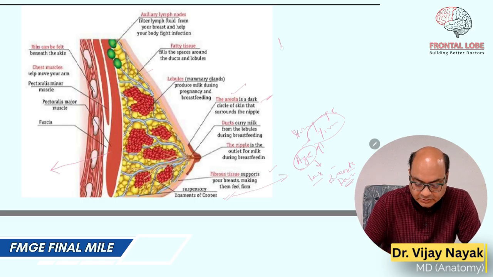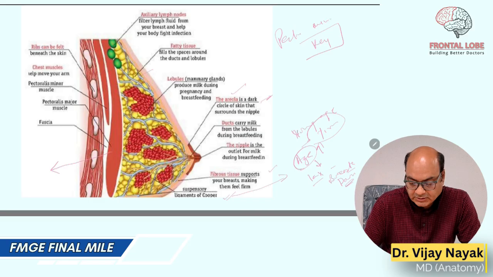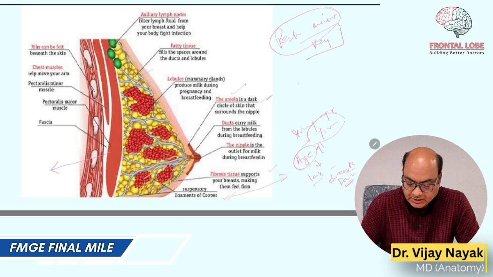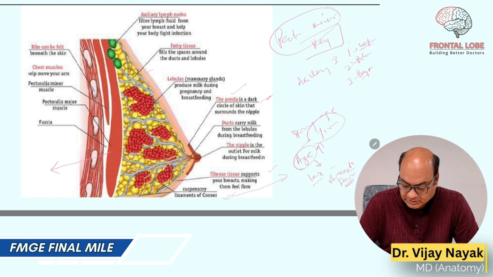Pectoralis minor, actually speaking, is the key muscle of this region, because it divides the axillary artery into three parts. First part, second part, and third part. First part is before the pectoralis minor, second part is behind, and third part is beyond. All are three Bs. Before pectoralis minor, which is a key muscle, behind this the second part, and third part is beyond.